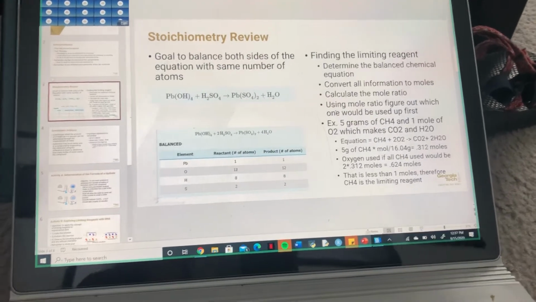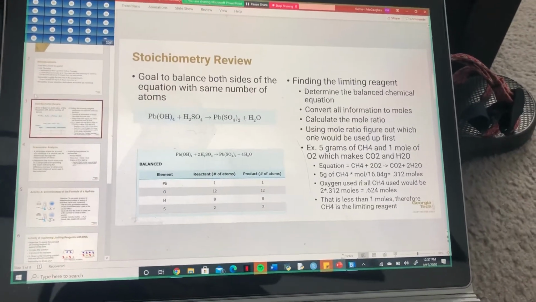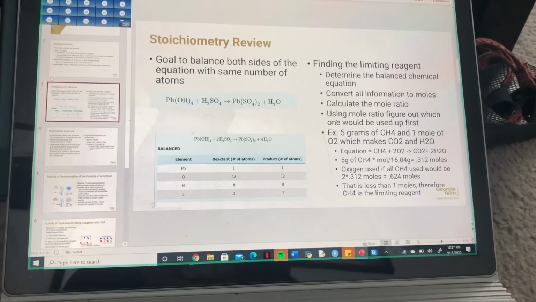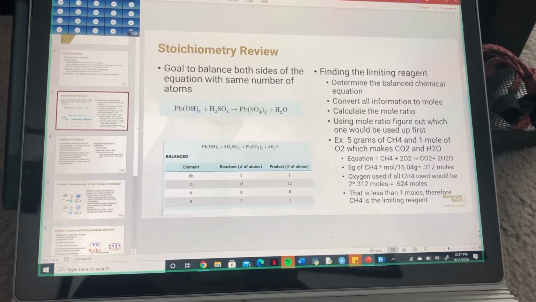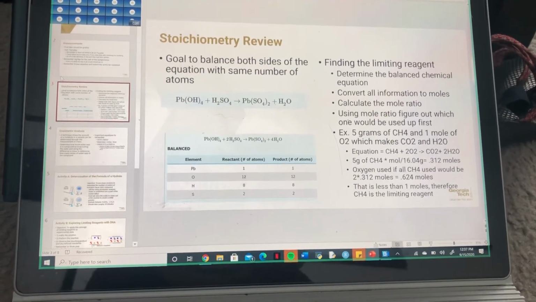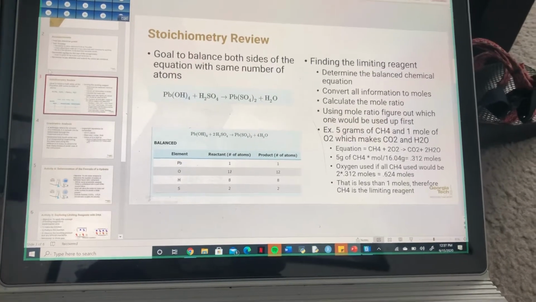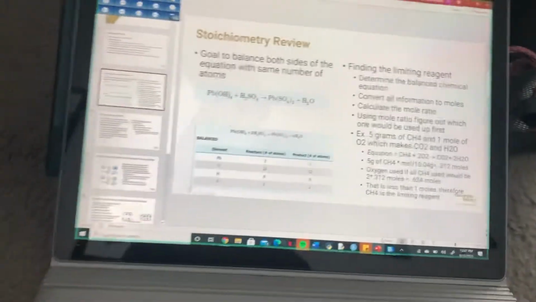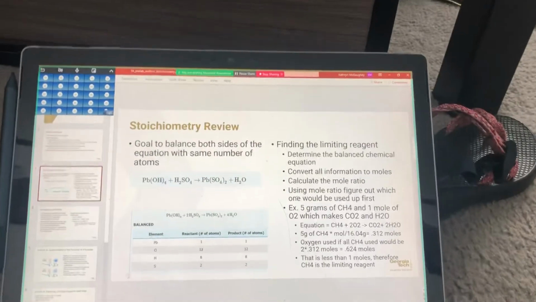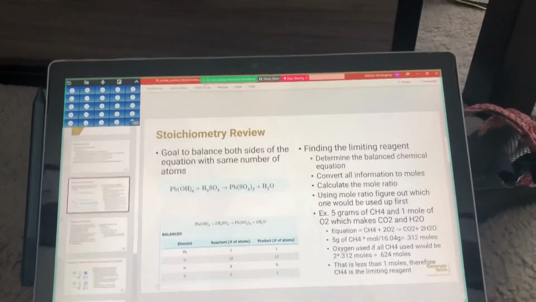And then I wrote a little example. If you have 5 grams of CH4 and 1 mole of O2, which would end up being a combustion reaction and making CO2 and H2O, the balanced equation would be CH4 plus 2O2 goes to CO2 plus 2H2O. And then you'd convert the 5 grams of CH4 into how many moles you would have.